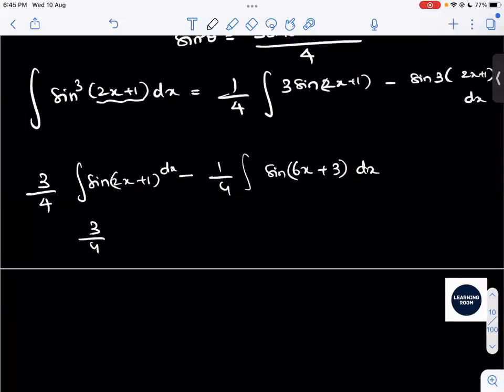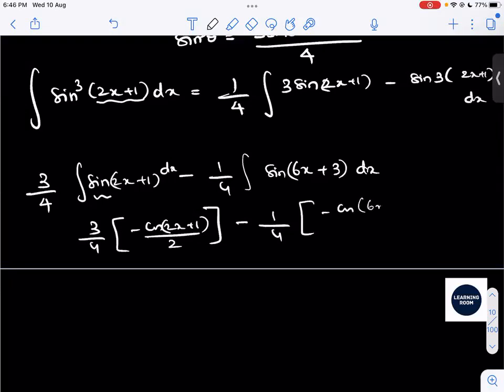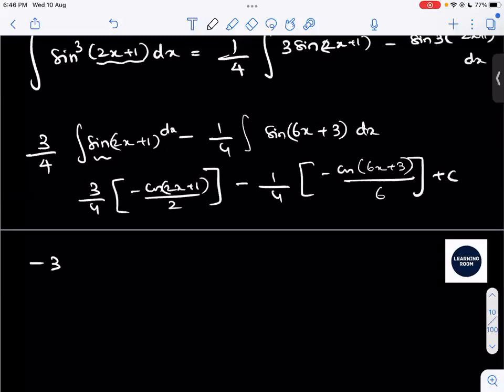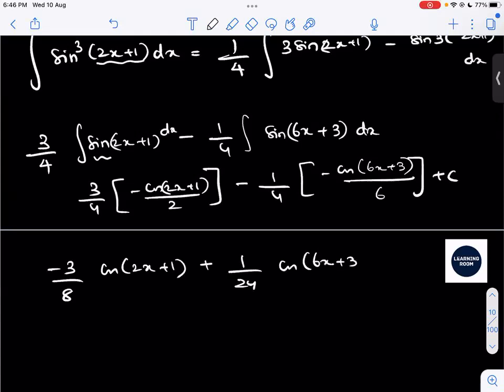So this will be 3 by 4 into the integral of sine, which is minus cos of 2x plus 1 divided by 2, minus 1 by 4 into the integral of sine of 6x plus 3, which is minus cos of 6x plus 3 divided by 6, plus c. So the answer will be minus 3 by 8 into cos of 2x plus 1 plus 1 by 24 into cos of 6x plus 3 plus c.